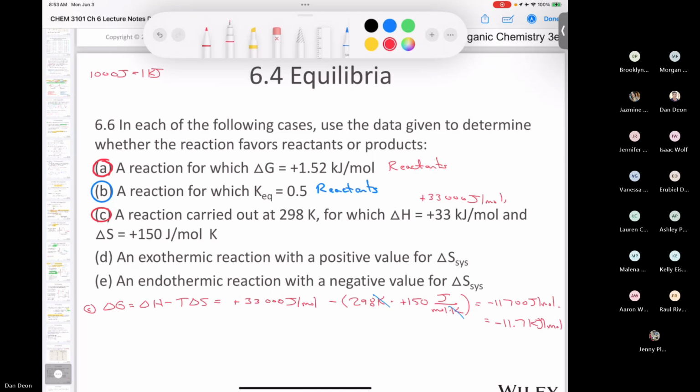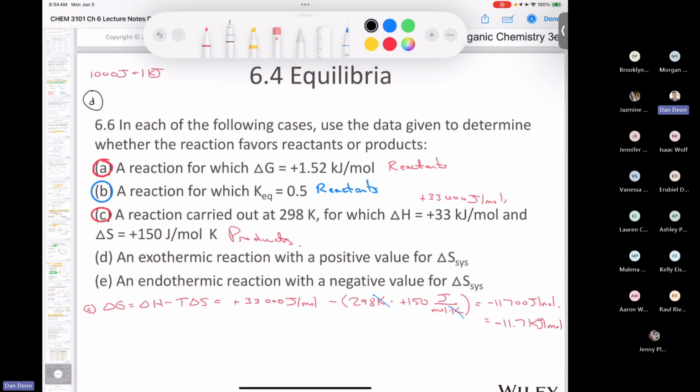Anybody? If your delta G is a big negative number, it's going to be mostly products. So we'll scribble that out here. Products. I'm going to do D on top because I'm going to run into space here.